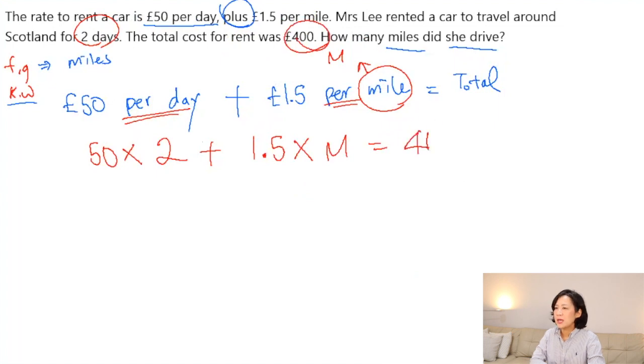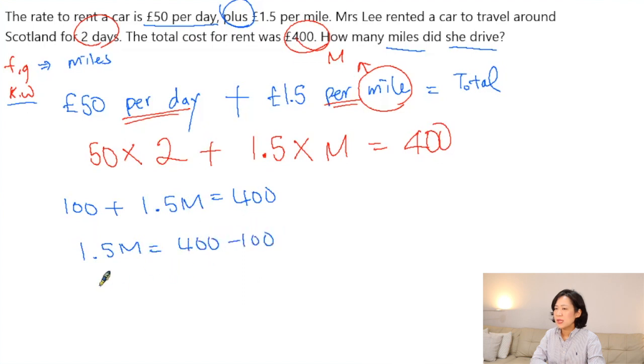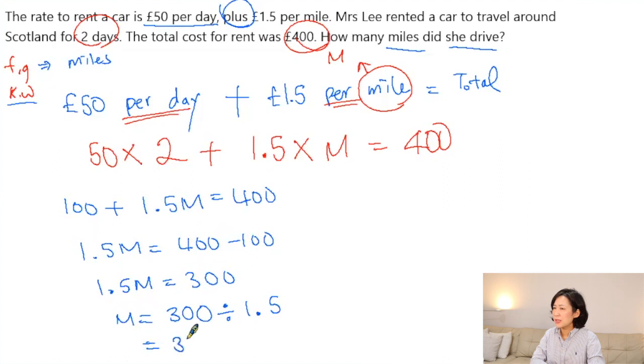Now simplify the equation. 100 plus 1.5m equals 400. So leave the 1.5m. Then 400 take away 100. Then 1.5m is 300. Let's divide by 1.5. So m, our unknown value, is 300 divided by 1.5. But make sure when you divide decimals, you won't have decimals, right? So change the 1.5 into a whole number. 3000 divided by 15, right?